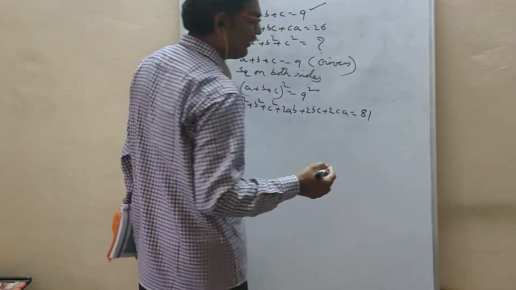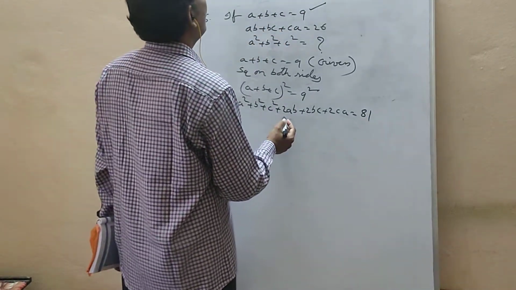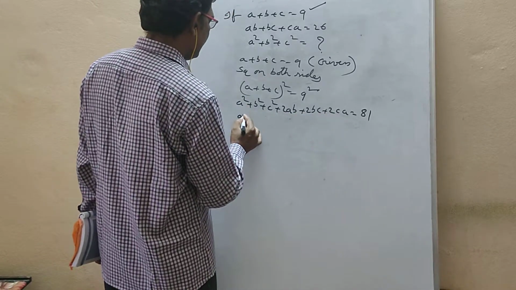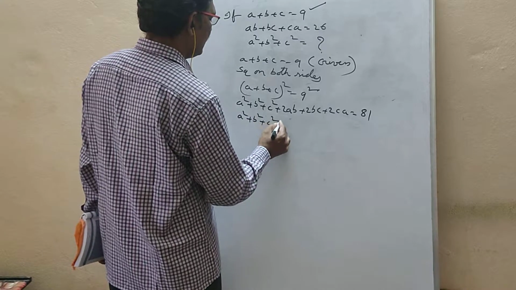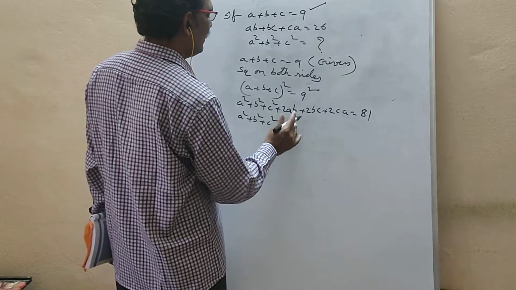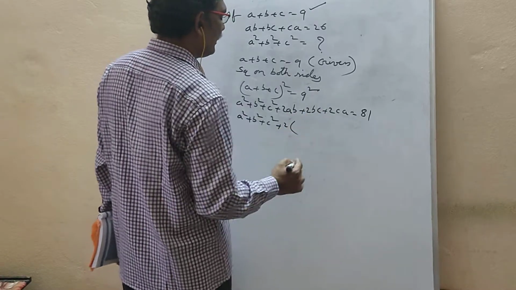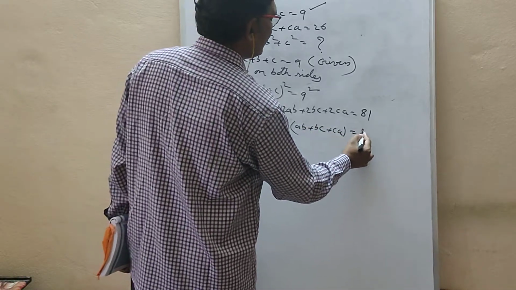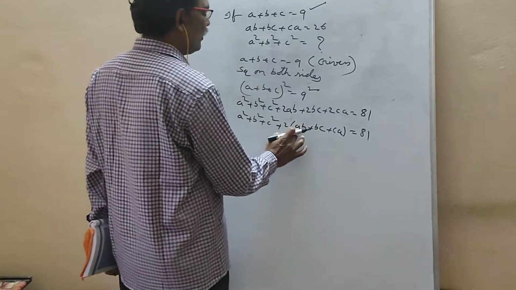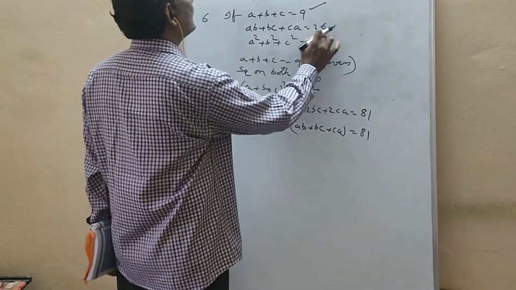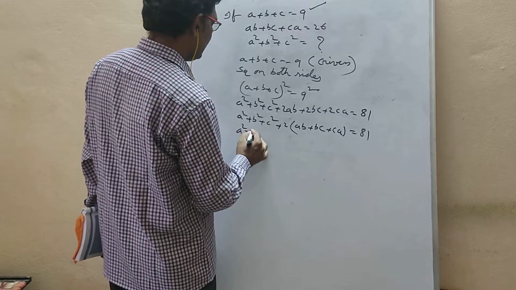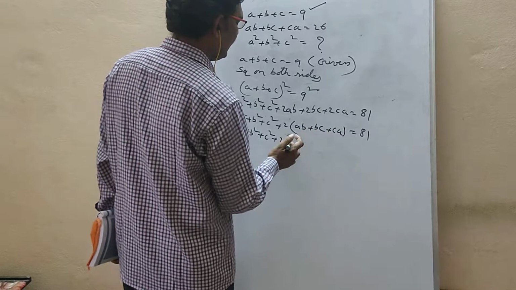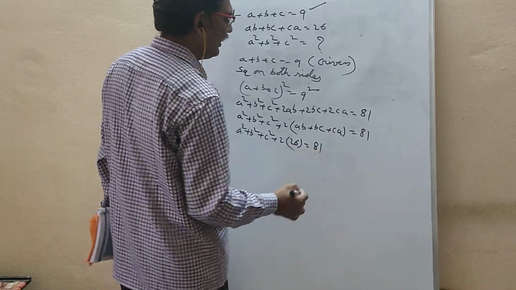9 nines are 81. Now you can take 2 common from these three terms. So this a square plus b square plus c square I write as it is. From these three terms take 2 as common. You have ab plus bc plus ca is equal to 81. So in place of ab plus bc plus ca, how much they given here? 26. So a square plus b square plus c square plus 2 into, instead of writing these three, you can write 26, is equal to 81.